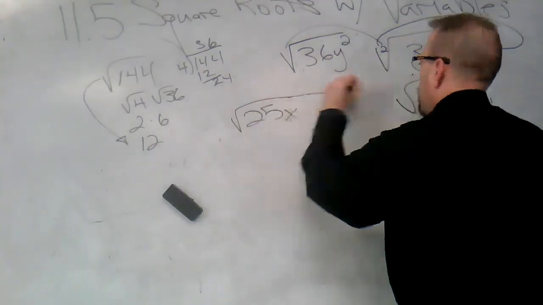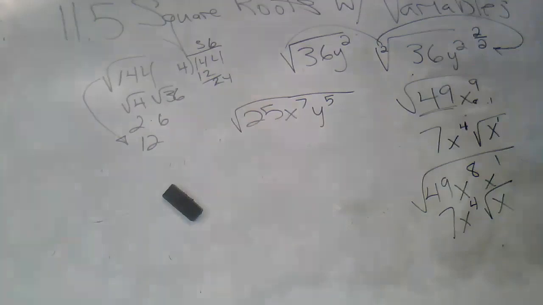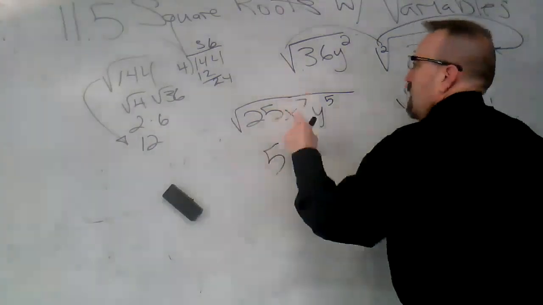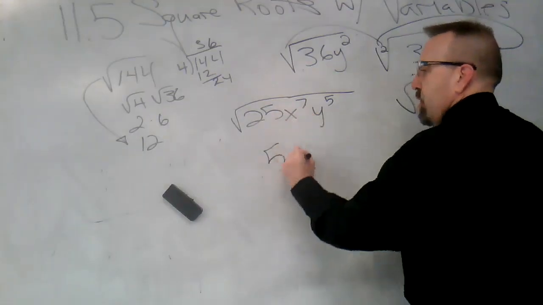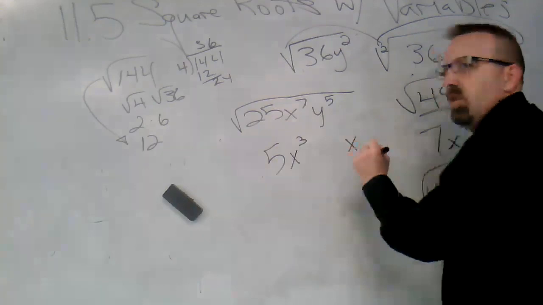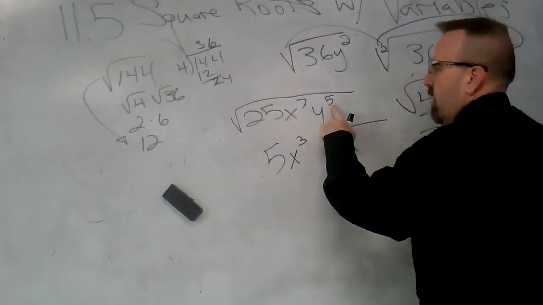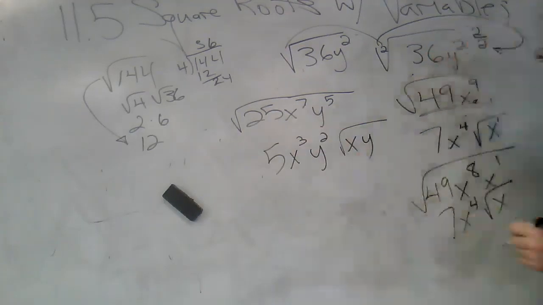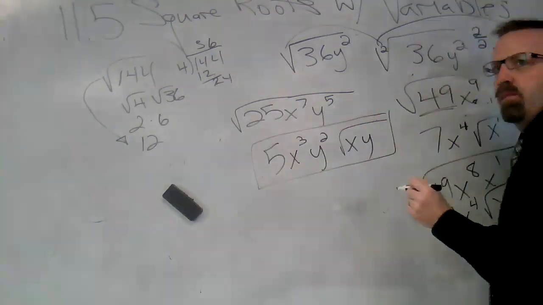25x to the 7th, y to the 5th. So square root of 25, 5. X, the closest even power is 6. Half of 6 is 3. But we've got 1 left over, and it's going to be inside. Y goes to 4. Half of 4 is 2. And we're left with 1 inside. So this is our simplified answer.